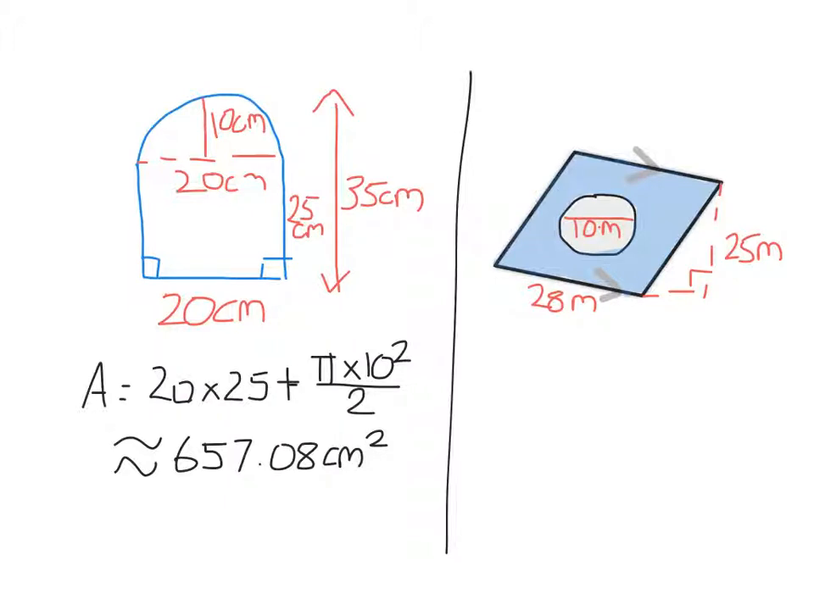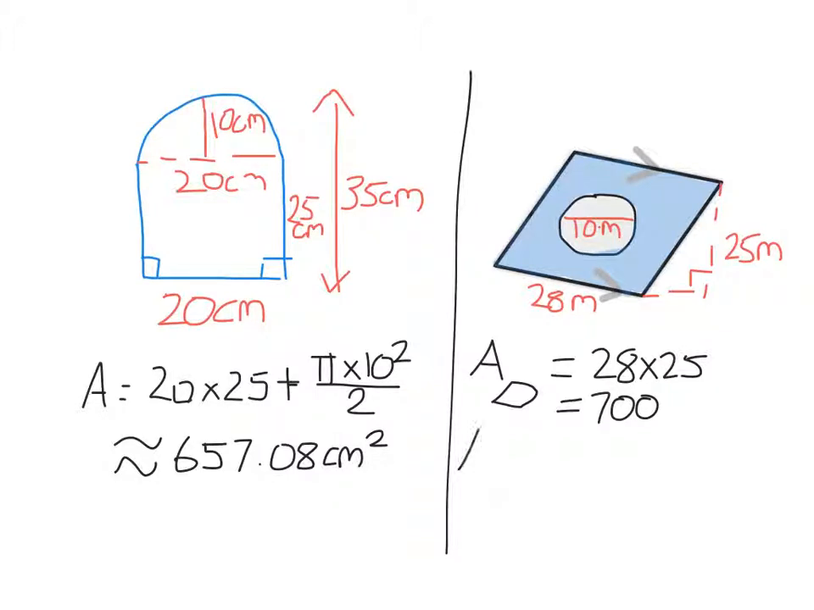If we look at the one on the right, let's say I wanted to find the area shaded blue. Well, this is a parallelogram with a circle cut out of it. So I need to do something similar to what I did in the last example, but this time I subtract. The area of the parallelogram is just base times perpendicular height, which is, of course, 700.